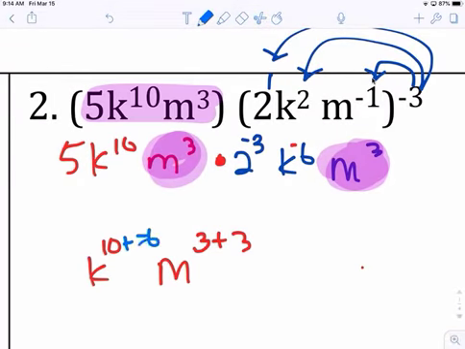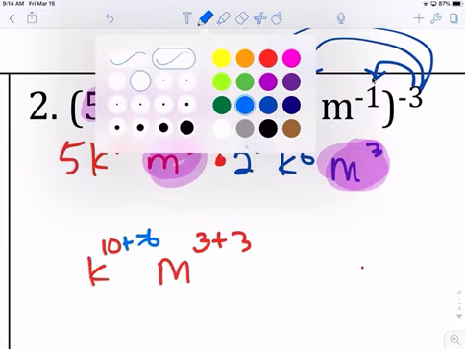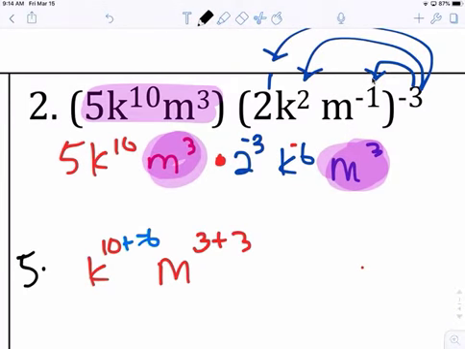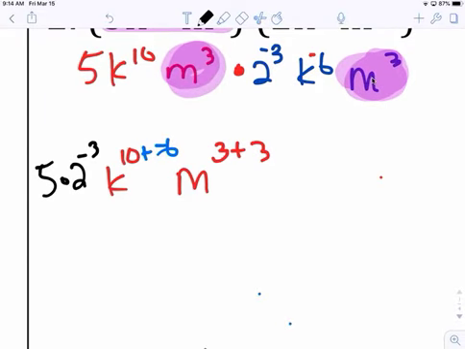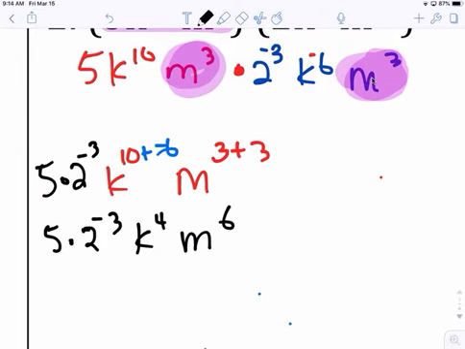I have this other side, so I have to bring it down. And notice these two, you add them together, and k to the negative 6, 10 plus the negative 6. Okay, and then 2 and 5 are different. So 5 times 2 to the negative 3. So my answer is 5 times 2 to the negative 3, k to the 4th, and m to the 6th. Cannot solve because of this, so we need to move it to the bottom.